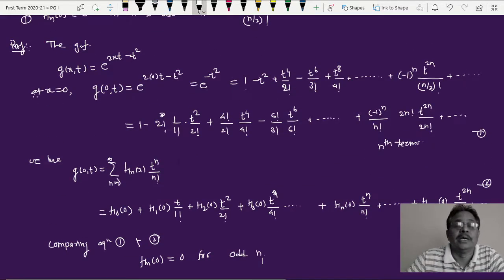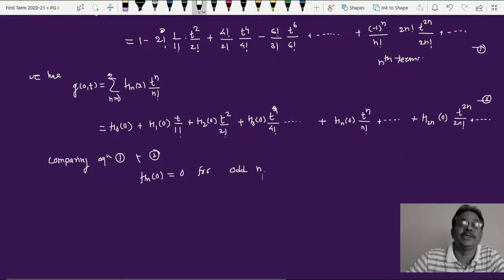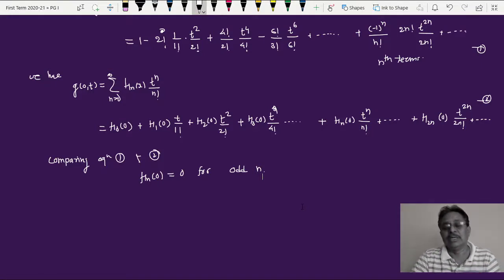Compare here, you are not getting terms for t raised to 3, t raised to 1, t raised to 5, t raised to 7, etc. Those terms are not obtained in this equation number 1. Therefore, I can easily write, comparing these two, hn of 0 if n is odd is simply equal to 0. There is no such coefficient for t raised to n, where n is an odd power. Therefore, all odd hn of 0 is equal to 0. That is my first part.